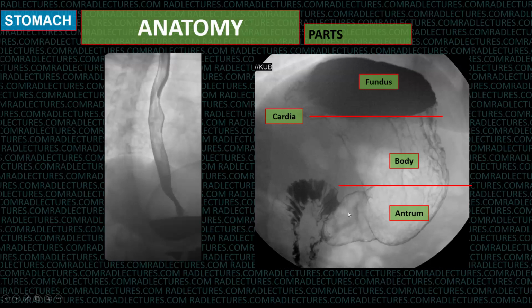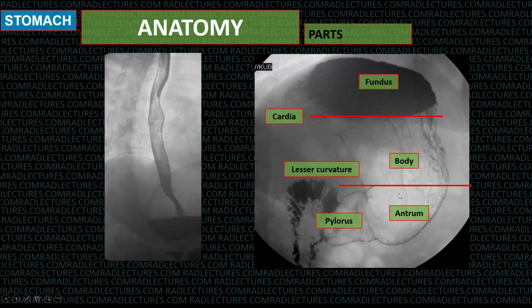And then if you draw another line where the stomach changes its direction, below that level is the gastric antrum. The gastric antrum then opens into the duodenal bulb through an opening called the pylorus, which is a small channel surrounded by the pyloric sphincter.